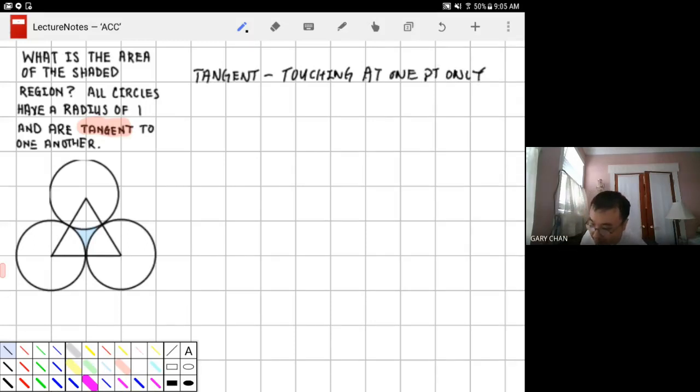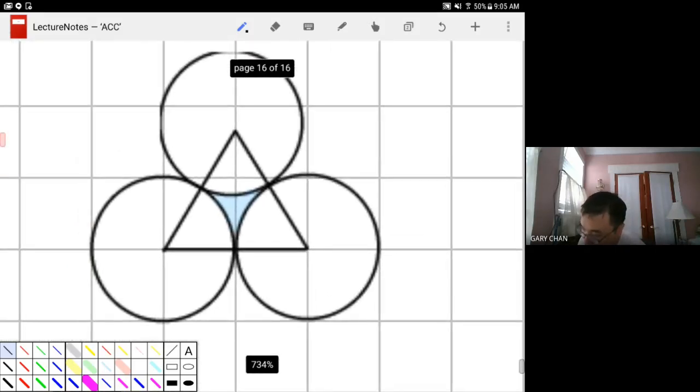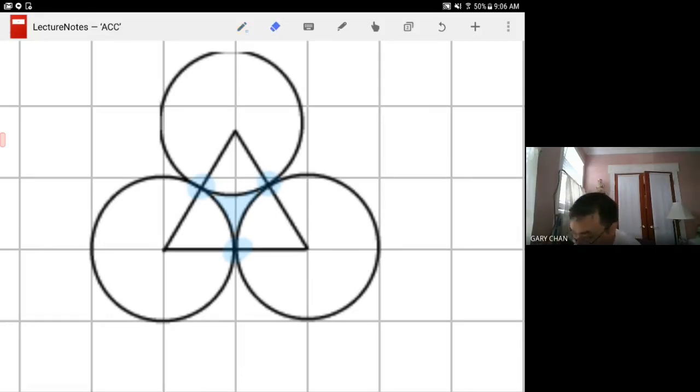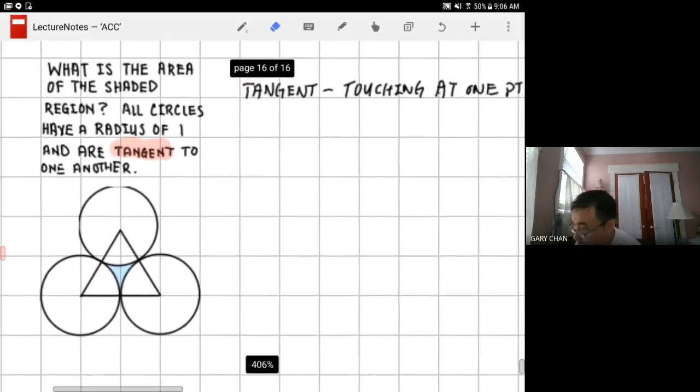And you can see how this is applicable here, right? All three circles are tangent to one another. You see the point that I'm highlighting there? Those two circles are touching each other at that one point. The two horizontal circles are touching each other at that common point, and the two other circles on the right side are touching each other at that common point there. They're touching each other at one point only, and that's what it means for two objects to be tangent to one another.